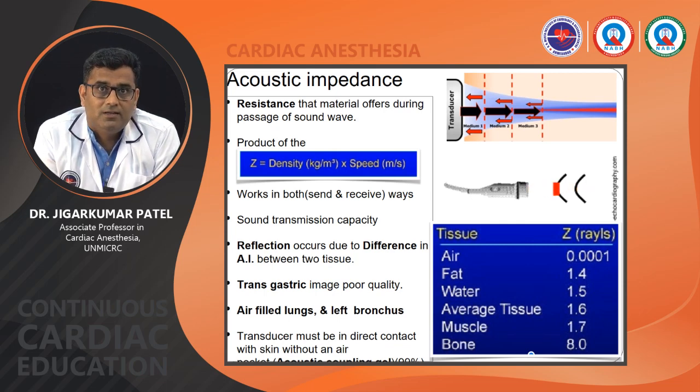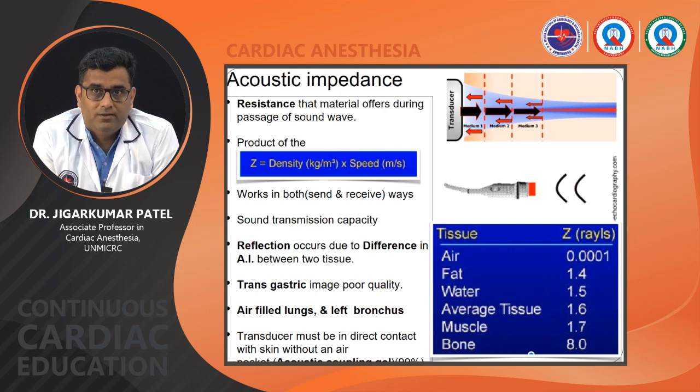It works in both ways, when the sound wave travels and when it is received, and it indicates the sound transmission capacity of a particular medium. So denser media like bone and muscle have a higher acoustic impedance, as you see in this chart, and air and fat, which have lower molecular density, have a low acoustic impedance. So reflection occurs due to the acoustic impedance difference between two tissues.